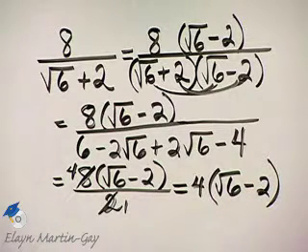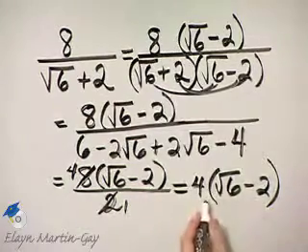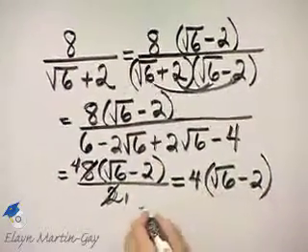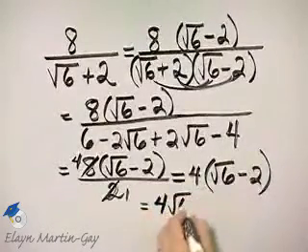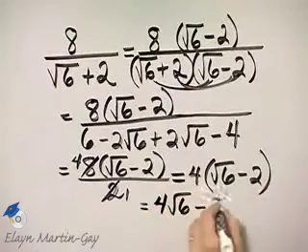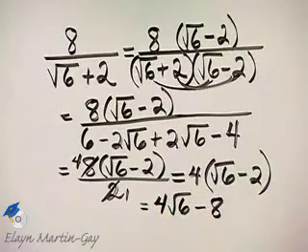Now you can write your answer like that, or you can go ahead and multiply out, so you can leave it like that, or it's also equal to 4 square root of 6 minus 4 times 2 is 8. Either way is fine.